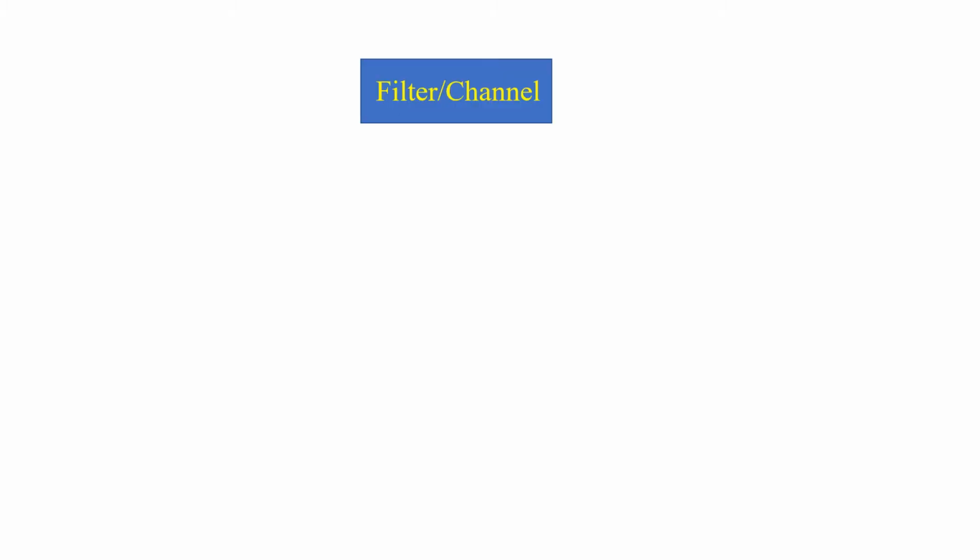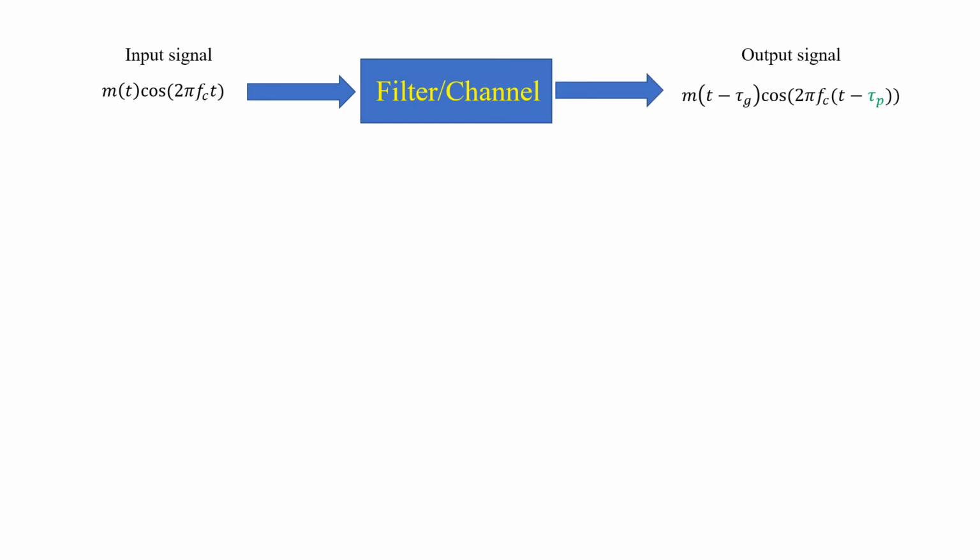Now we can finally talk about our main topic. Let's first start with the phase delay. Again, we have our channel, our input signal, and our output signal. Now our focus will be on the tau sub p term.